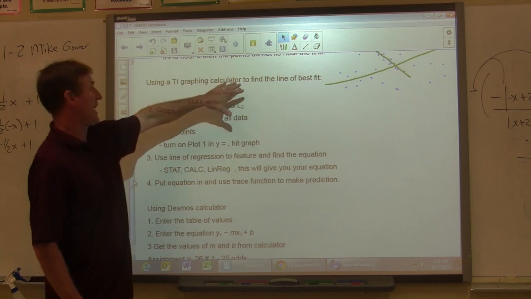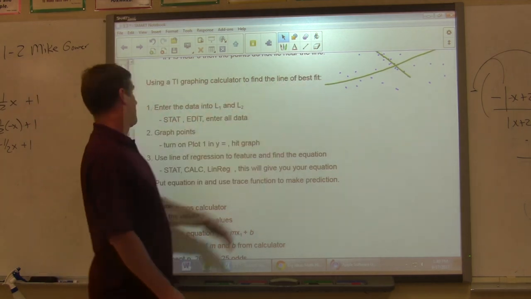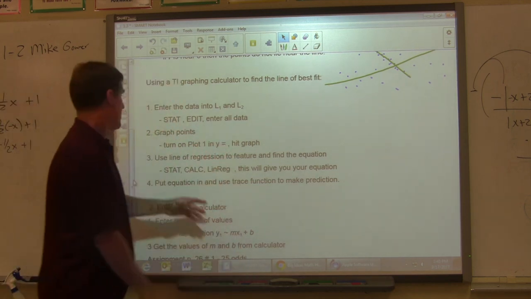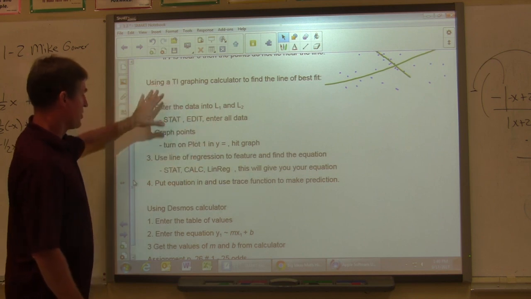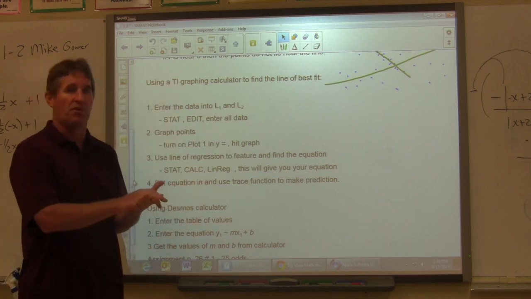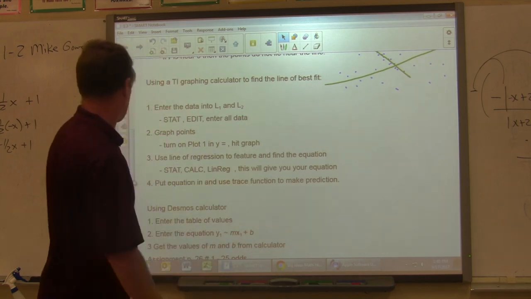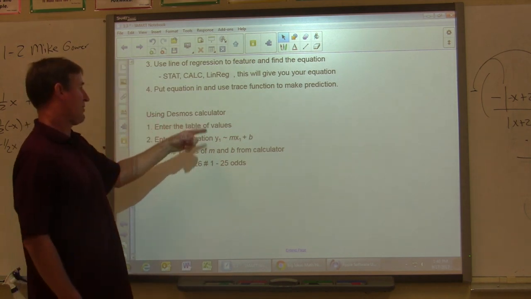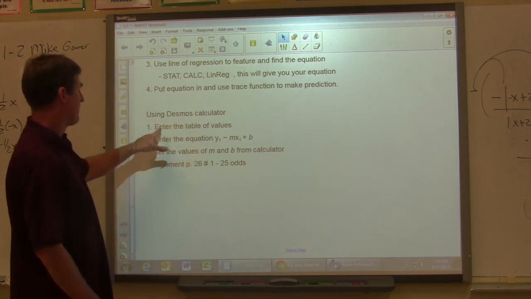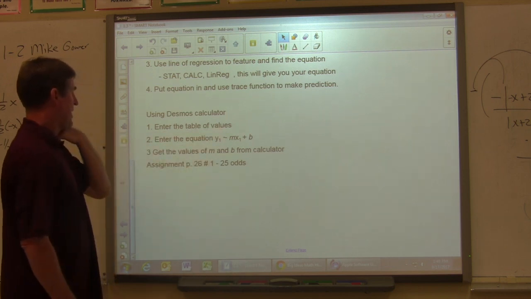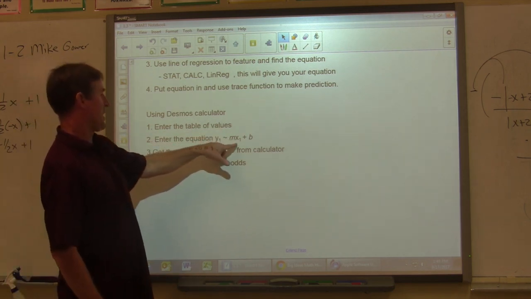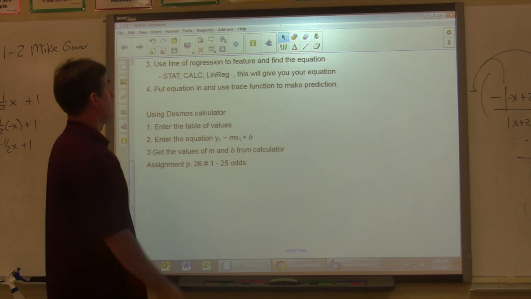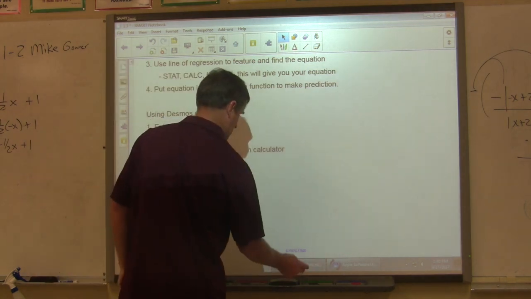So, if you have a TI graphing calculator, to find the line of best fit, these are the steps you go through. Any of you that are using the TI calculators, you can just write these down and take them through. If you have any trouble at all, let me know and I can help you with that. Again, most of us are going to be using the Desmos calculator. The Desmos calculator is really easy, and I can show you this. The first thing you do is enter the table of values. Then you enter the equation, y1 equals mx plus b, and then the calculator gives you the values for the slope and the y-intercept. So if we go to the Desmos, I'll show you.